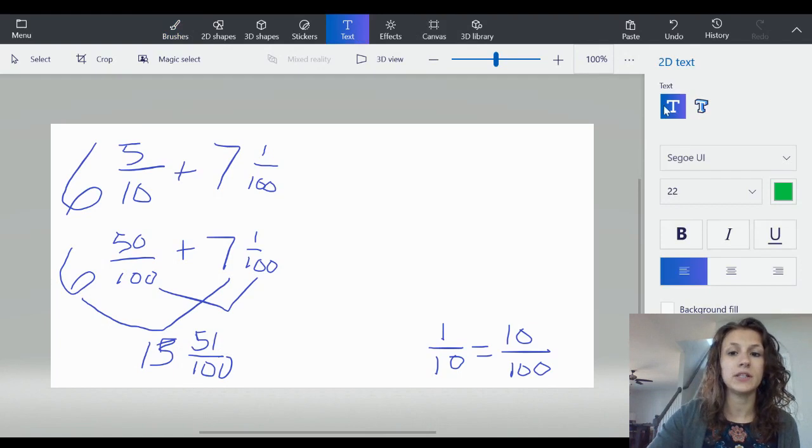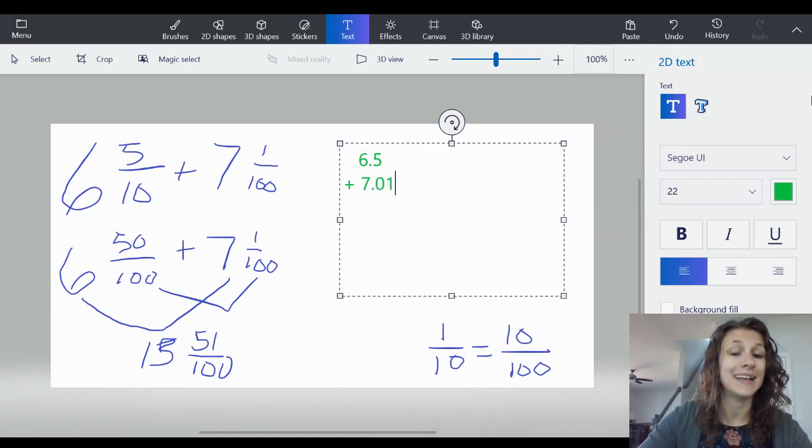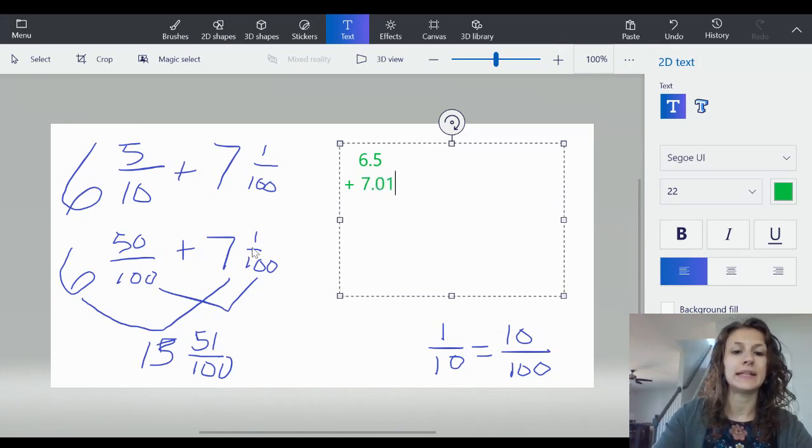If we wanted to do this in decimal form, we absolutely could. So what we would do is we would change that 6 and 5/10 to 6 and 5/10 in terms of a decimal. And then I'm going to go ahead and write this up and down in our vertical format. And then I have my 7 and 1/100. Remember, that 1/100 is that next place value. So I need to make sure to indicate that I have 0 tenths and 1/100.